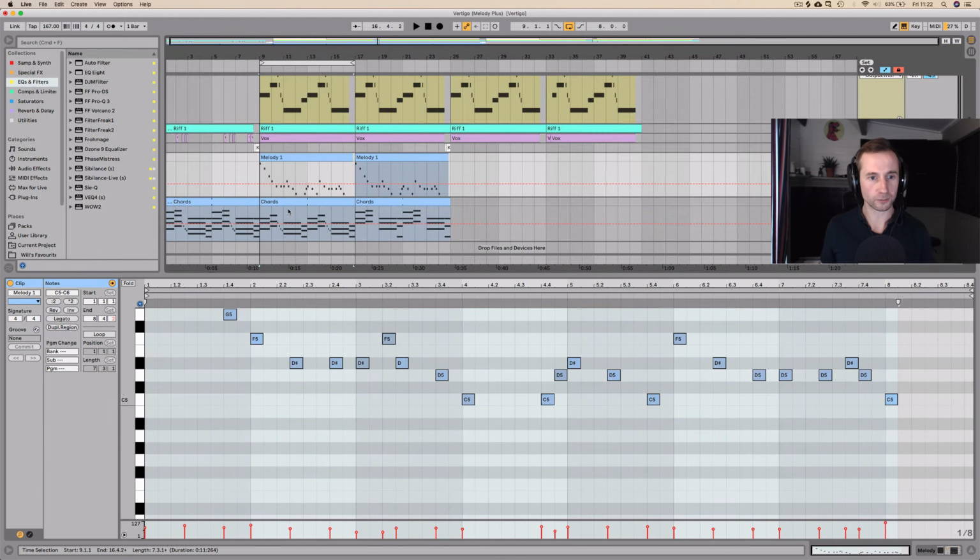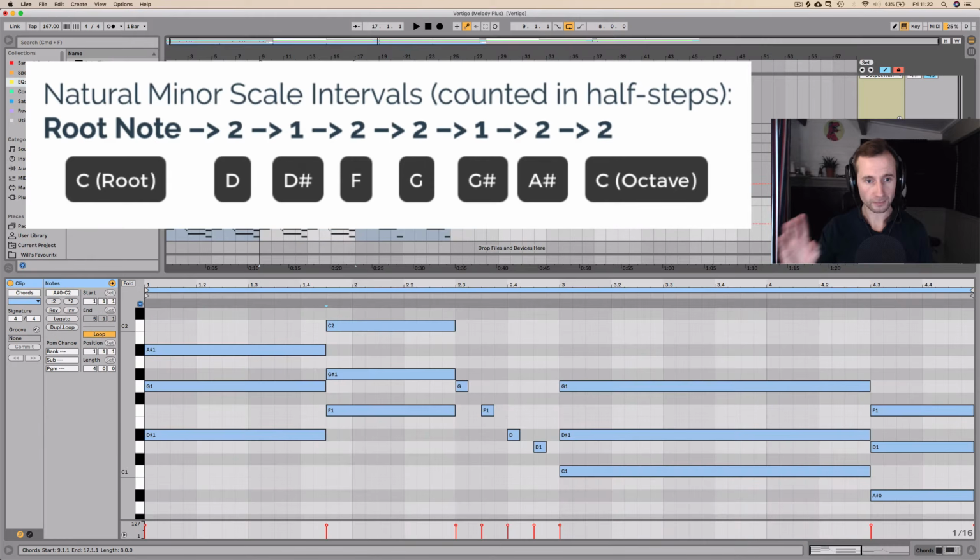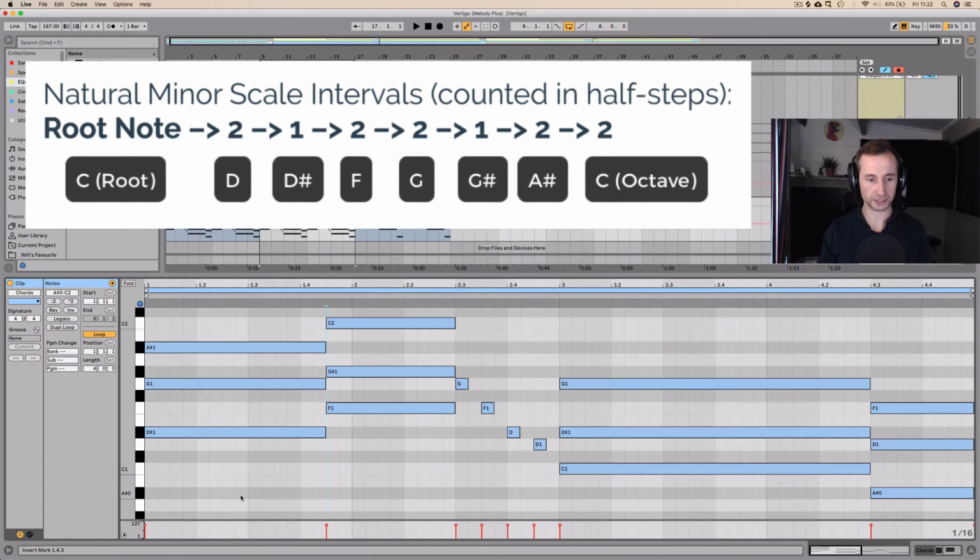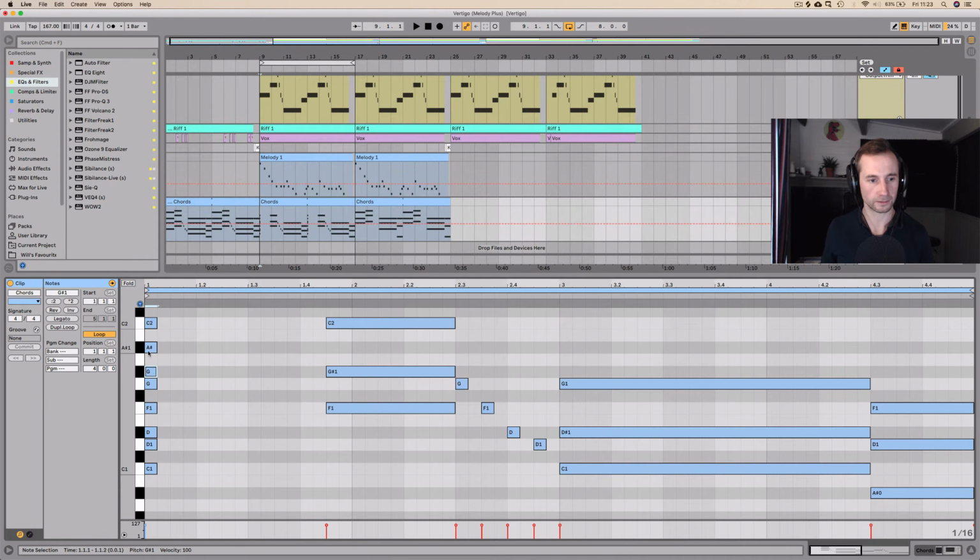So our melody was in the key of C minor, and we've written our chords in the key of C minor. If we write in all the notes in C minor, let's get our chords selected. So all of those notes, that is the scale of C minor natural.